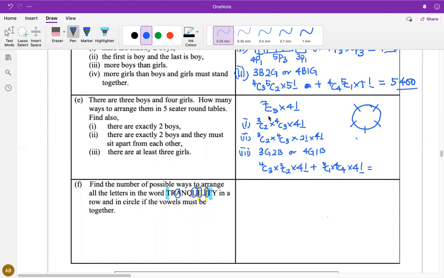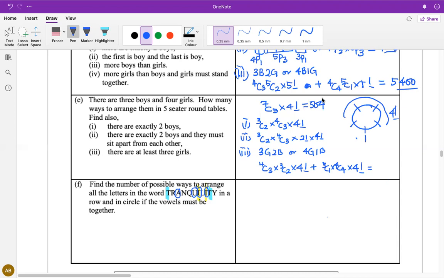3 boys and 4 girls, we choose 5. We don't care about the gender, and then we arrange them. Fix 1, we arrange the rest 4 factorial. Therefore, it's 7C5 times 4 factorial for no condition. How many ways to arrange them? No condition, right? So 7C5 times 4 factorial. Okay, 504.